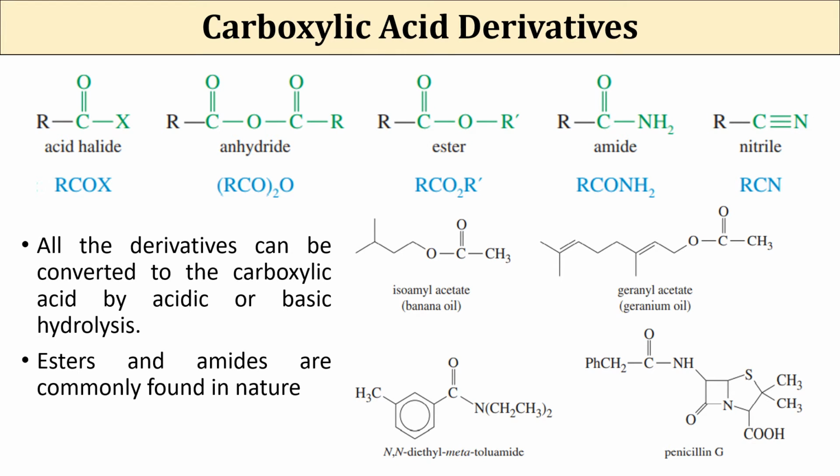Carboxylic acid derivatives are defined as compounds with a functional group that can be converted to a carboxylic acid by a simple acidic or basic hydrolysis. The most important acid derivatives are esters, amides, and nitriles. Acid halides and anhydrides are also included in this group, although we often think of them as activated forms of the parent acid rather than completely different compounds.